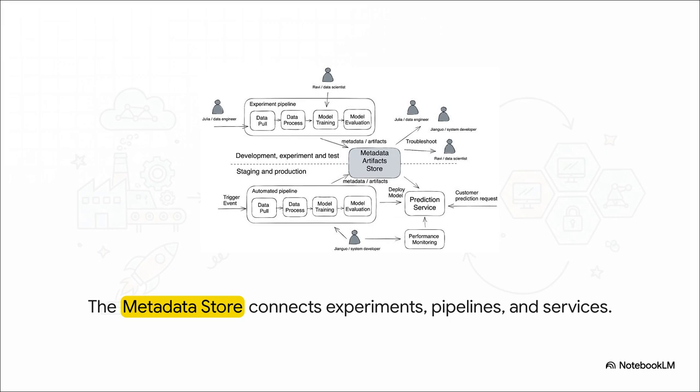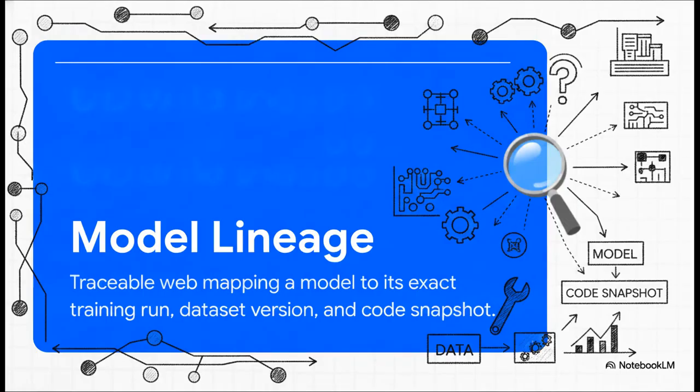Now, what's really interesting here is how the metadata store serves as the foundational hub of the entire ecosystem. It has to be highly available, seamlessly connecting your experimental pipelines, your automated production workflows, and your prediction services. It basically captures a holistic view of the system state, logging every output and configuration from developers, data scientists, and system engineers into one centralized registry. The primary job of this hub is to establish comprehensive model lineage.